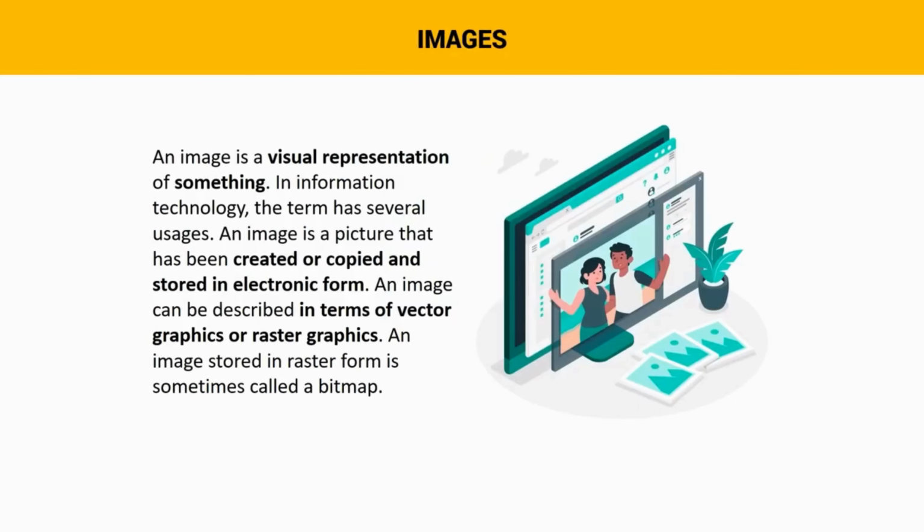Images. An image is a visual representation of something. In information technology, the term has several usages. An image is a picture that has been created or copied and stored in electronic form. An image can be described in terms of vector graphics or raster graphics. An image stored in a raster form is sometimes called a bitmap. An image map is a file containing information that associates different locations on a specified image with hypertext links.